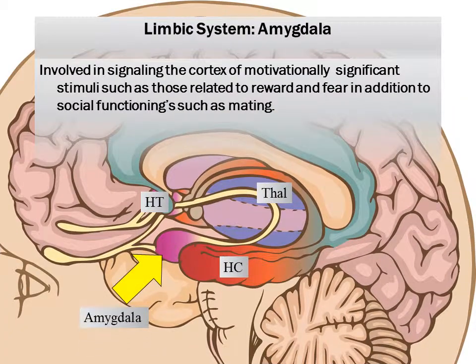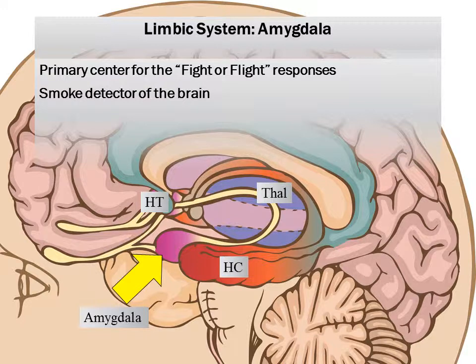The amygdala, which is located in the lower aspect of the limbic system, is involved in signaling the cortex of motivationally significant stimuli, such as those related to reward and fear, in addition to social functionings such as mating. The amygdala is the primary center for the fight or flight responses associated with the sympathetic nervous system. It acts much like a smoke detector would in a house. It's always on, looking and sensing for danger.